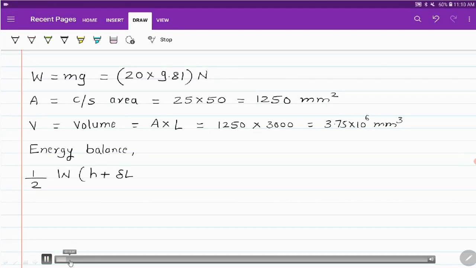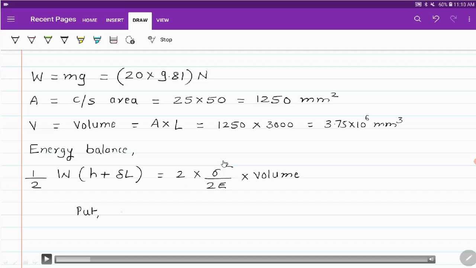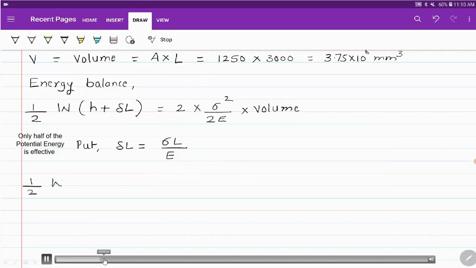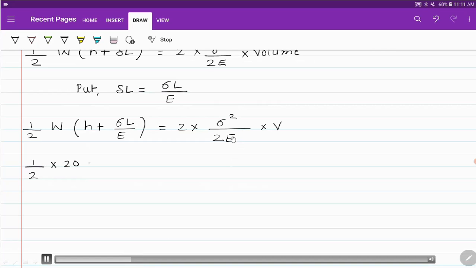Now doing the energy balance, when the load falls on the rigid platform, as it is supported by the two rods, therefore 2 multiplied by the equivalent strain energy stored by these two rods, that is sigma square upon 2E into volume. Now delta L will be equal to sigma into L upon E, so that we can substitute. So it is W into H plus sigma L upon E, and this is equal to 2 into sigma square upon 2E into volume. The right hand side we have kept as it is.